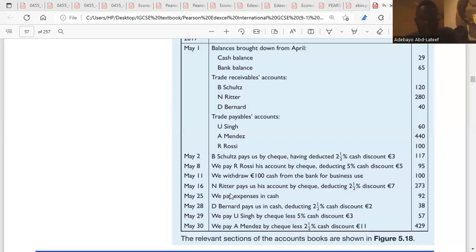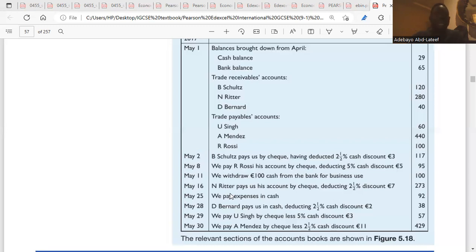No, we pay Rossi, no. Short, we have short, which is 3 euros. We have Rita, 7 euros, and we have Bernard, 2 euros. Those are our trade creditors, our trade credit customers. We gave them discount. I'm talking about discount allowed now. We allowed discount for Short, for Rita, and for Bernard.